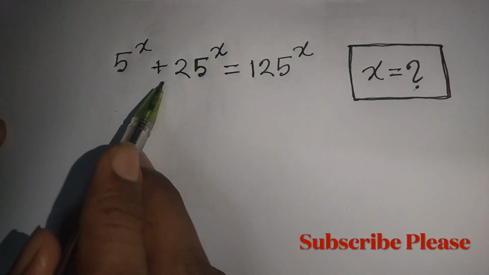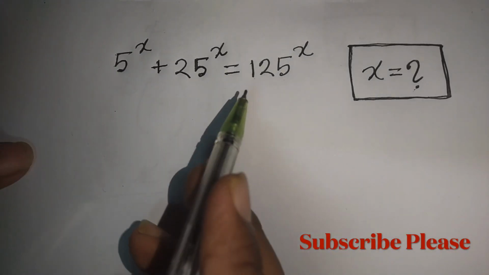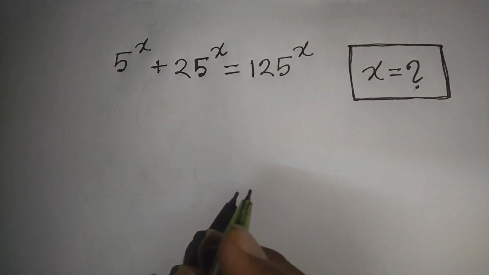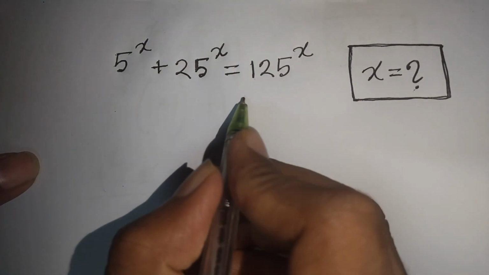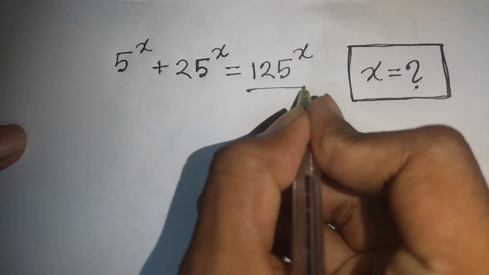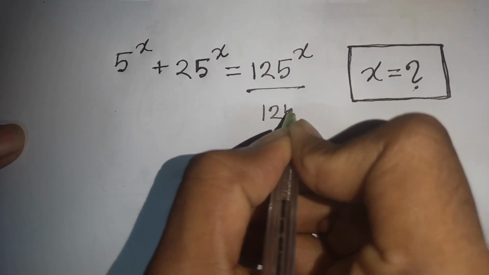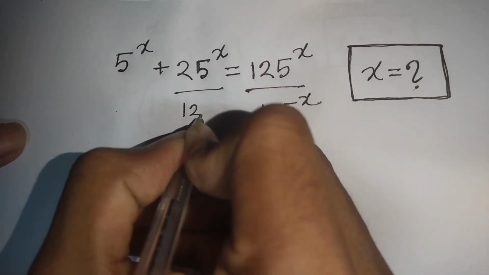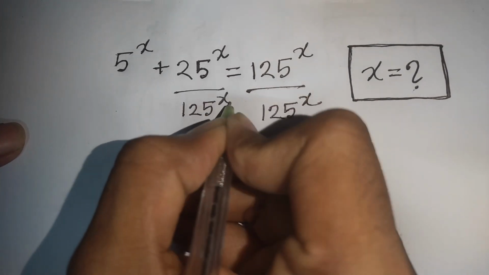5 power x plus 25 power x is equal to 125 power x. What is the value of x? So, at first, we divide by 125 power x on both sides.